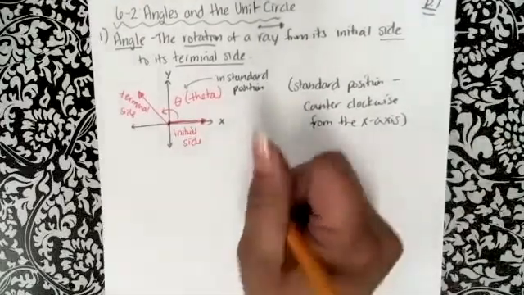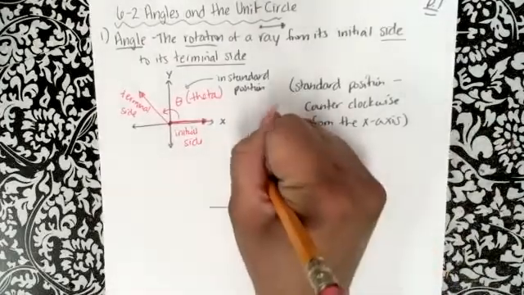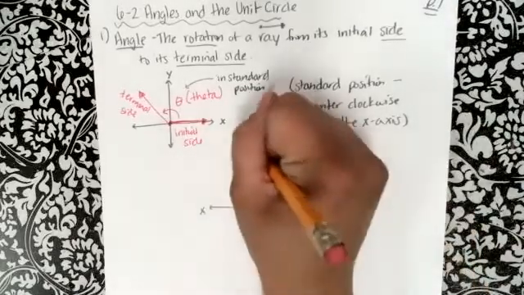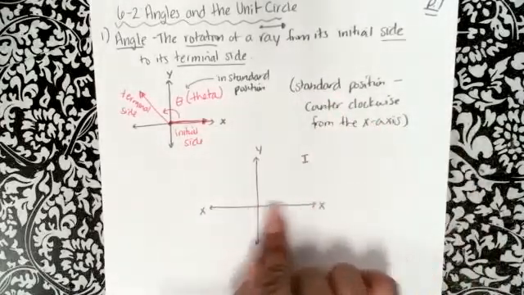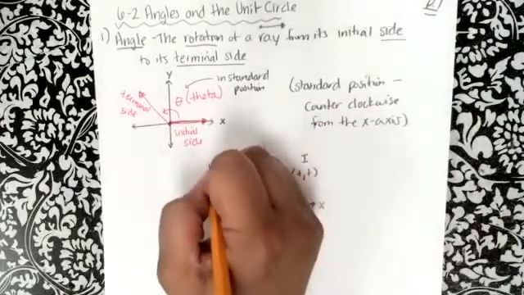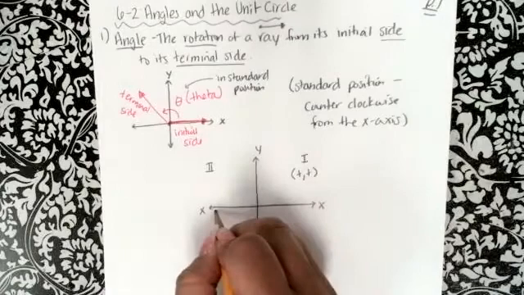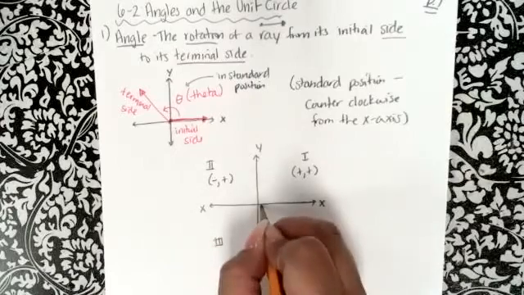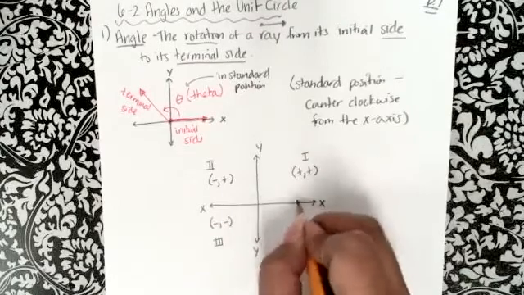Now, when we're looking at our unit circle, let's write some facts regarding our quadrants. Keep in mind, this is my x-axis, this is my y-axis. This is quadrant 1. In quadrant 1, the x is positive and the y is positive. Quadrant 2 is right here on the left side. We are going counterclockwise for standard position. The x is negative, the y is positive. Quadrant 3, here the x is negative, the y is negative. In quadrant 4, the x is positive, the y is negative.